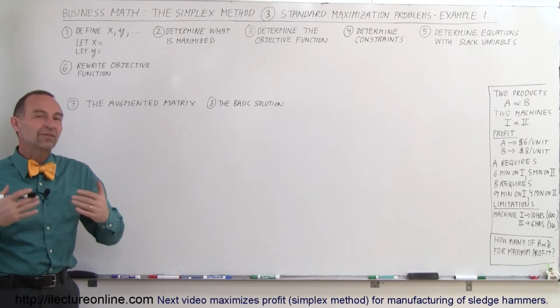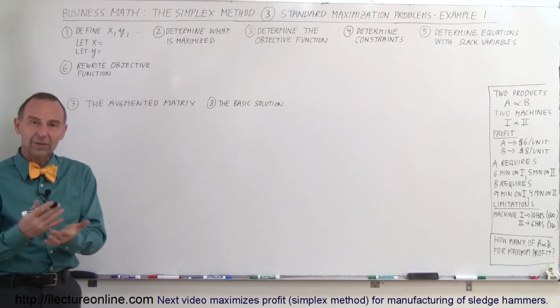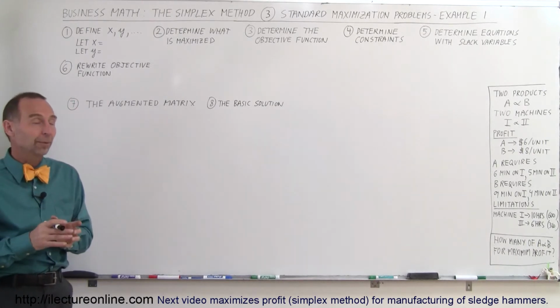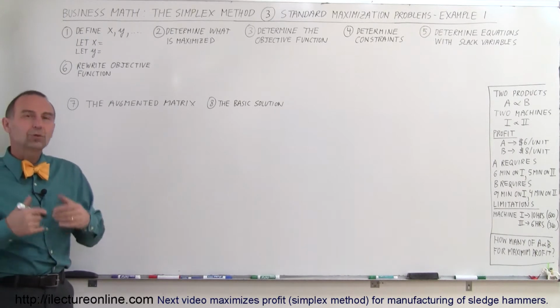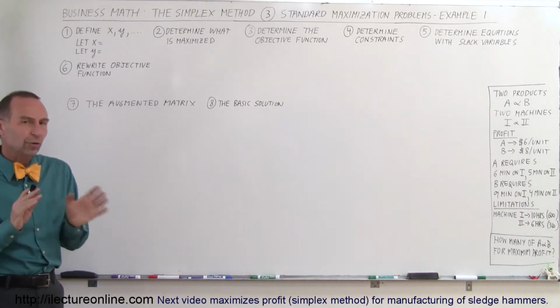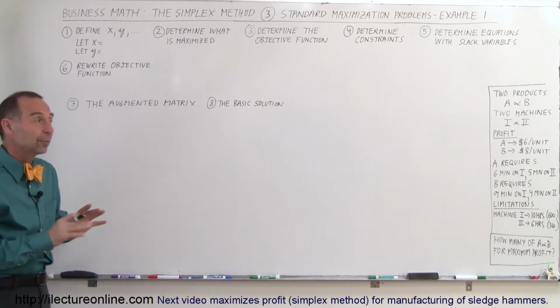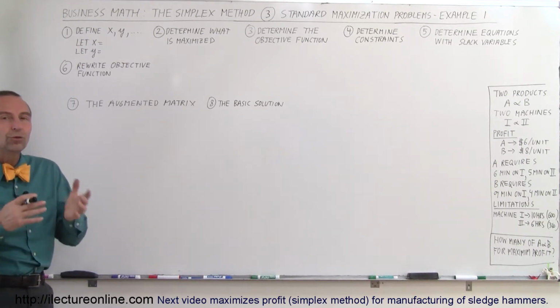Now that we've seen some examples of how to set up these maximization problems using the Simplex method, we're now actually going to do a real problem. It's going to be what we call two-dimensional, or with two variables. There's only going to be two unknowns. Later on, we're going to show you some more complicated ones, but let's start off with a two-variable type of problem.